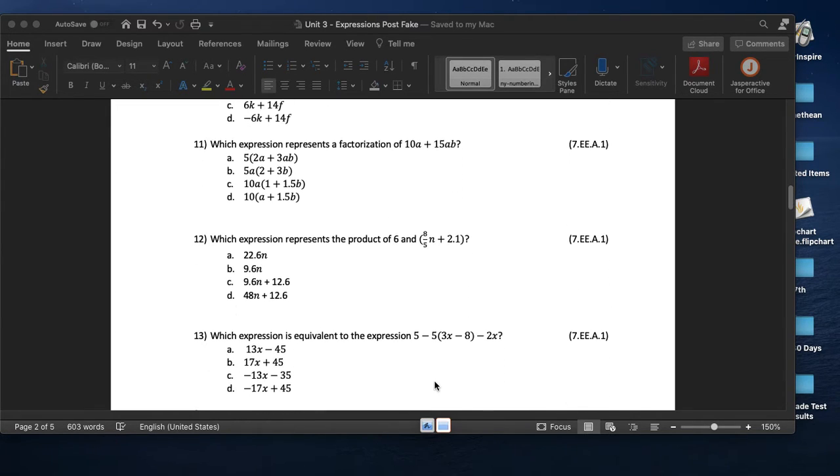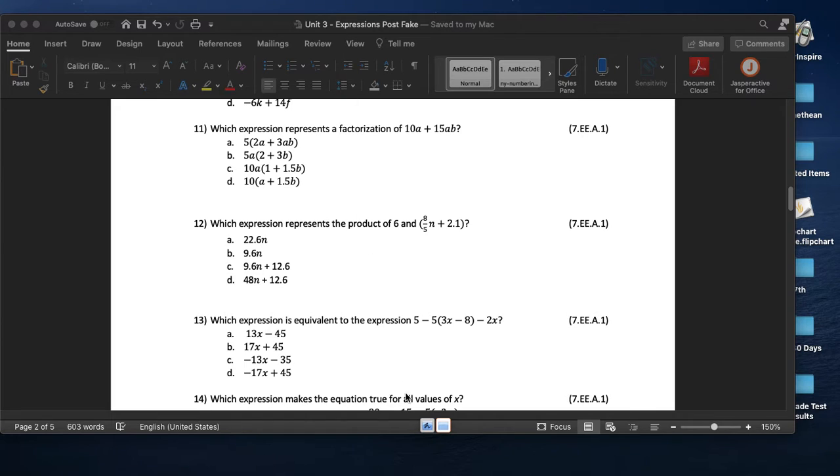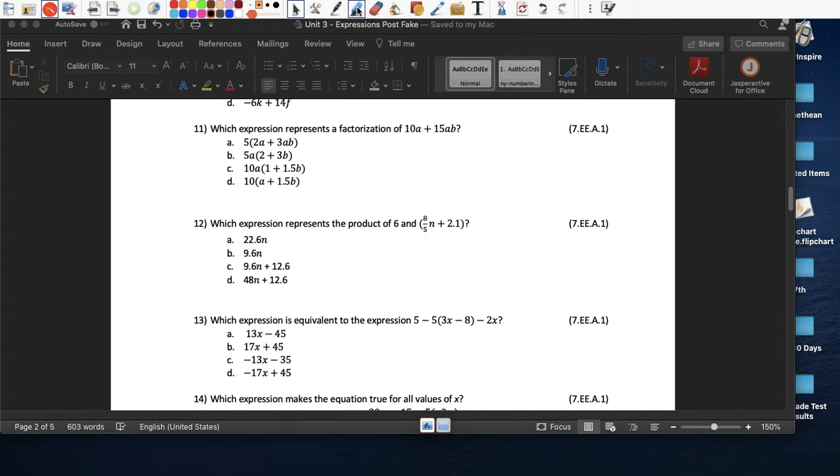Let's go to 11. Again, prime factorization, right? 10a and 15ab. So we're going to look at your multiple choice, okay? These are answers. One of them is your answer, okay? So what's the biggest number that goes into 10 and 15? Well, not 2, not 3, but a 5. What else is common? Notice that they both share the A, so I can take an A out. So right there, do you have any multiple choice that starts with 5A? Yeah, this one right here.